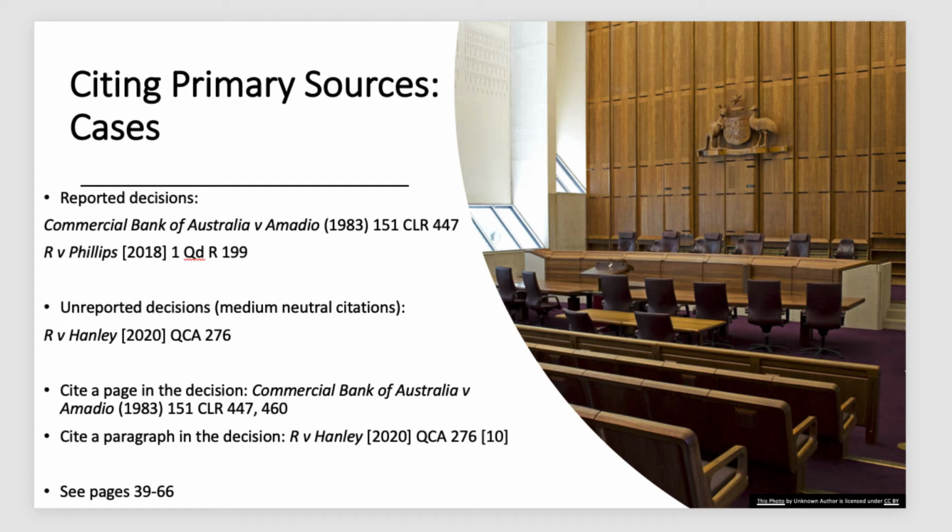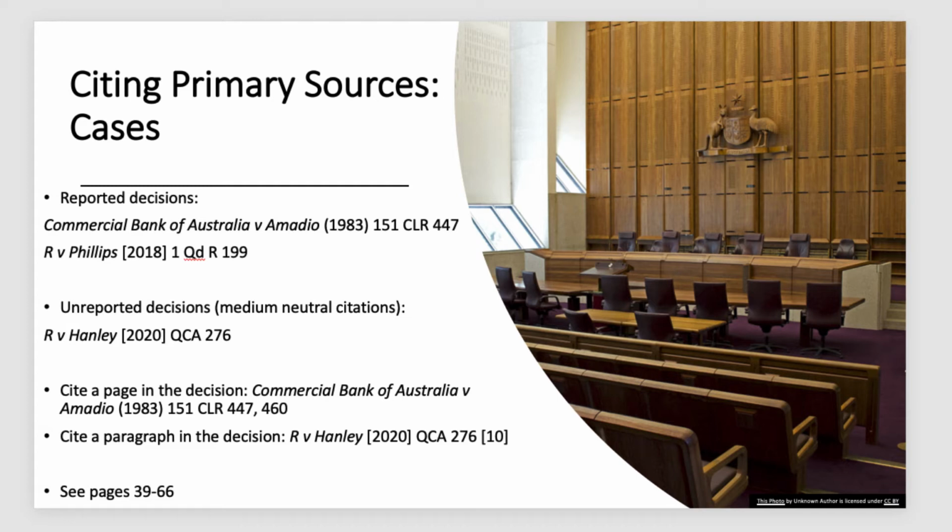Now page 51 of the AGLC lists the authorised law reports that are most commonly cited. Now you may ask, how do I know what the abbreviation stands for when I'm reading about a case in a textbook or a journal article?